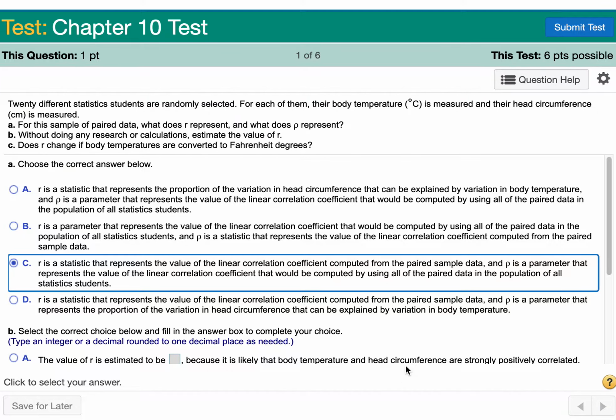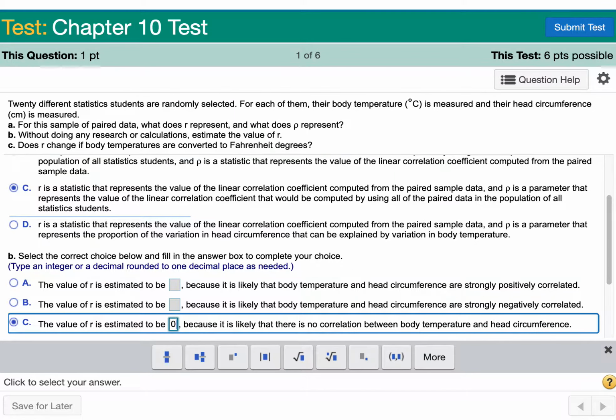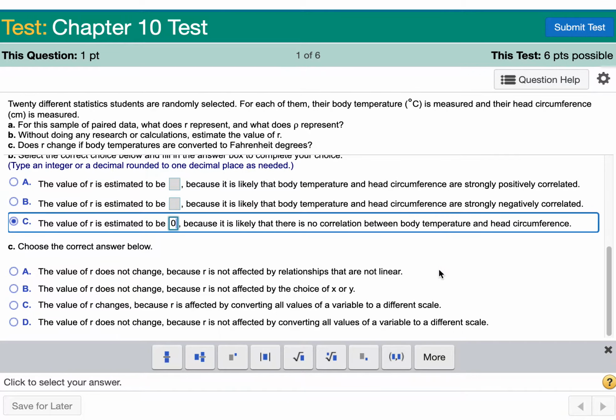Okay, now what I was about to say at first is, do you think there's really any relationship between someone's head circumference and their body temperature? Probably not. So the value of R would be estimated to be 0 because there's likely no correlation between body temperature and head circumference. There would be a correlation between body temperature and whether you have a fever, but most likely not between your body temperature and your head circumference.